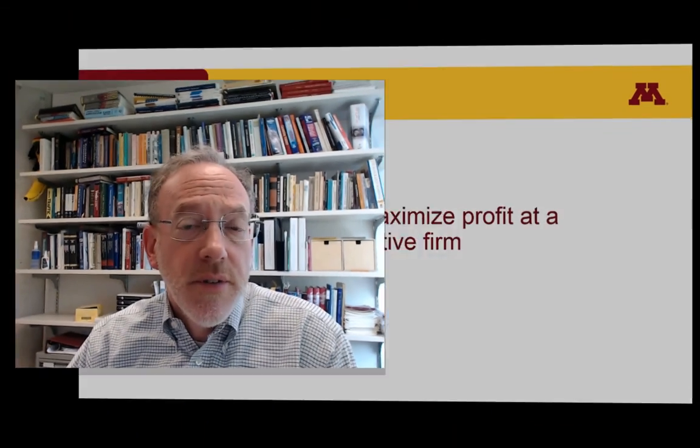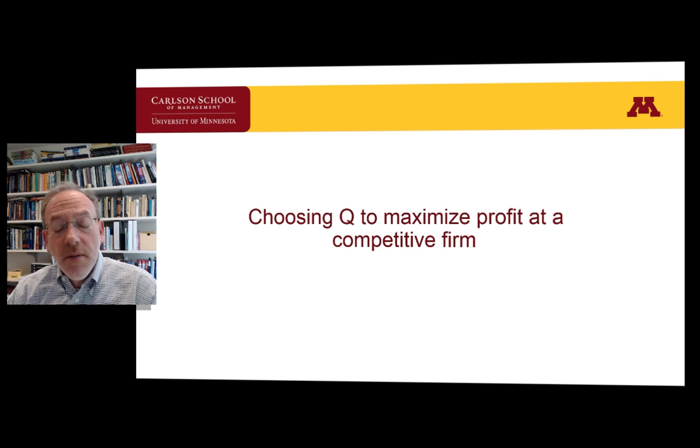In this module, we're going to put marginal cost and marginal revenue together in order to come up with an explanation. That is, how is it that a profit-maximizing firm chooses its quantity of output? Hence the title, Choosing Q to Maximize Profit at a Competitive Firm.